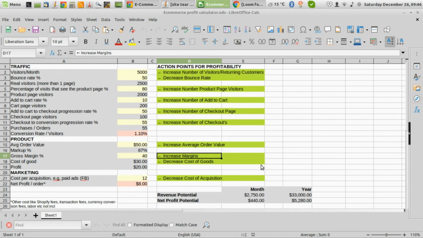So we might try to find the product cheaper, get better suppliers there. This goes hand in hand with decreased cost of goods. And then we want to find the best, most high performing way for a low cost per acquisition. So that means we will have to work on marketing to find out what works best, how we can get traffic and new customers to our store for the lowest price.